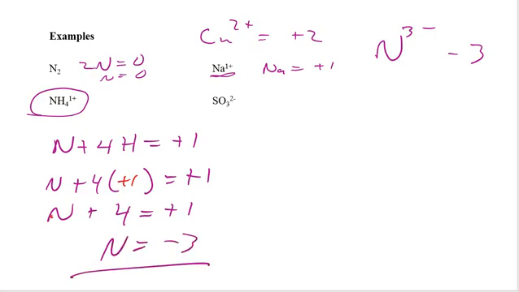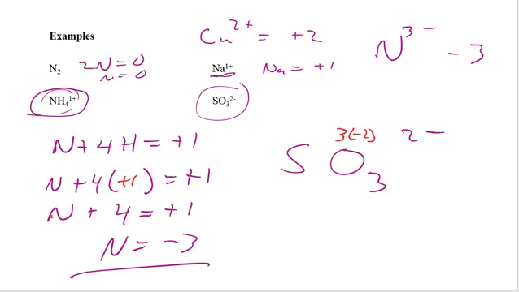Alrighty. A lot of people short circuit this and just write on top of the thing. That's kind of what I'll do on the SO3 2 negative. You know O is minus 2, except in peroxide, blah, blah, blah. But each O is minus 2. So you look at this and you write either 3 times minus 2, or you just write minus 6 up there if you're the student.